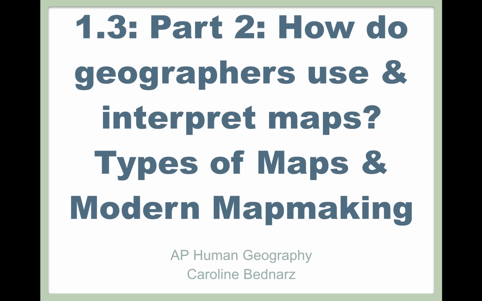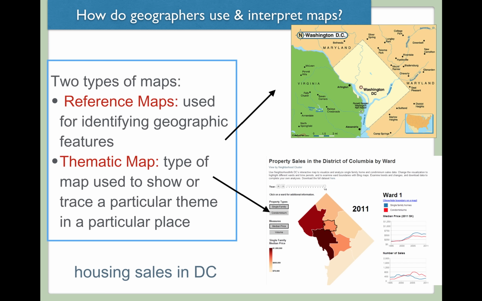Last flip video was labeled Map Basics. Now we're going to get into the types of maps that are out there and the process of modern map making. So taking a look here, we're going to begin first with talking about the fact that there are two types of maps. We've got reference maps and we have thematic maps. Both of those terms in red should be on the left-hand side of your notes.